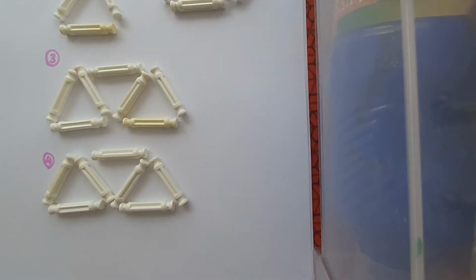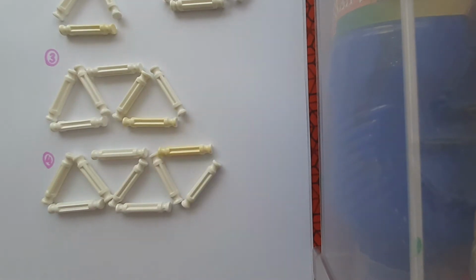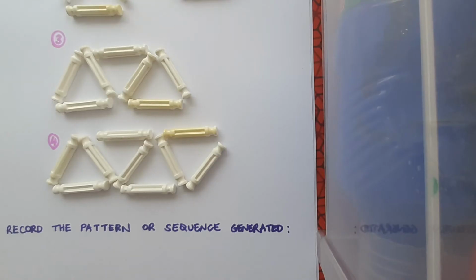So I've started making the fourth pattern here, but I'm not quite finished. To finish it off, I need to add on 2 more pieces. Now I want to record the pattern or sequence generated. Generated just means made. So I want to make a record of the number of K'NEX pieces in each of the individual diagrams that have been created in this pattern.